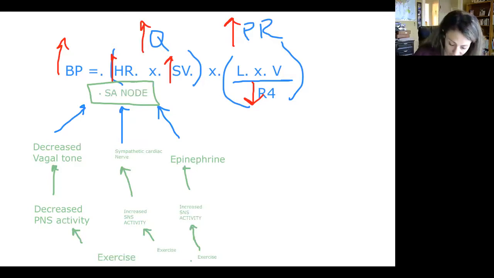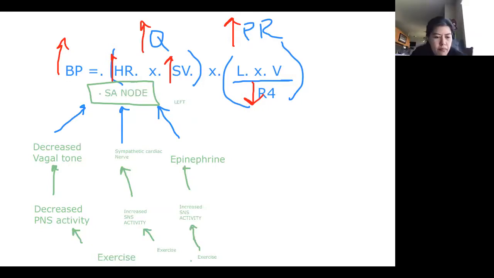Okay, for stroke volume, what is the effector for stroke volume? Anybody remember what controls stroke volume? The left ventricular myocardium. Yes, left ventricular myocardium, remember, is just the muscular wall of that left ventricle. So if we can get that muscle to contract more forcefully, we can get more blood out with each contraction. That's an increase in stroke volume.